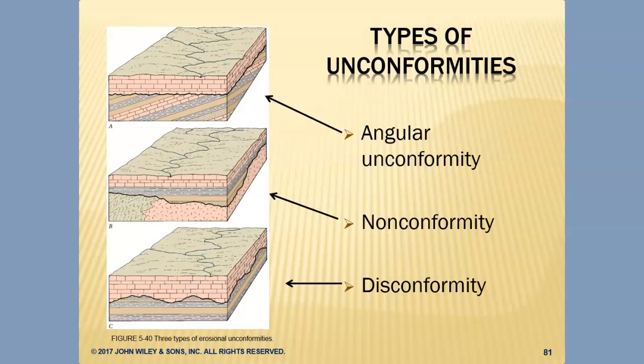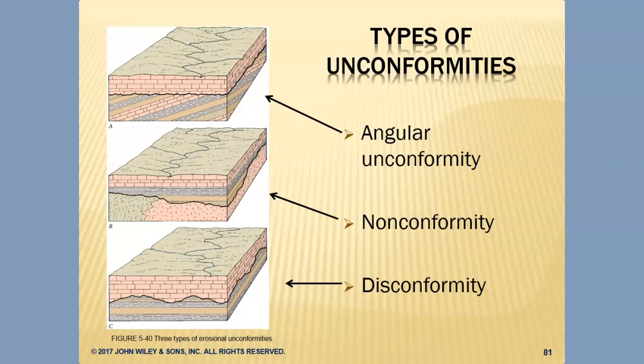Remember that an angular unconformity is where the strata that is below the unconformity meets the strata at the top at an angle. A nonconformity is where the strata at the top meets the layers of rock at the bottom, but where they meet at that contact, the rocks at the bottom are either igneous or metamorphic, and on top of the contact, the rocks are sedimentary rocks. So that's called a nonconformity.